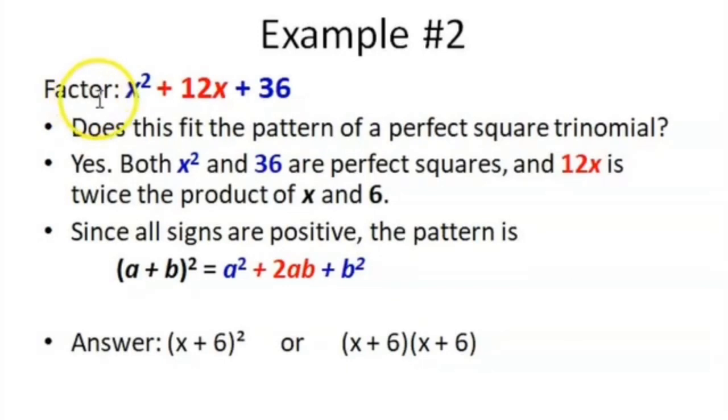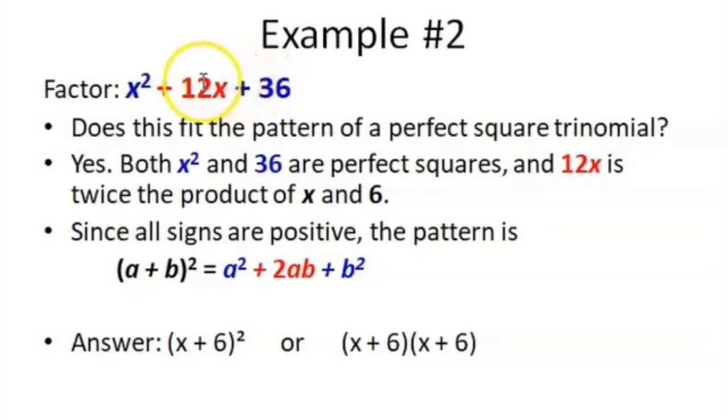Example number 2. Factor x squared plus 12x plus 36. So, ang given is a perfect square trinomial. So, the question first is, does this fit the pattern of a perfect square trinomial? Yes. Why? Because if we look at the first term and the last term, they are perfect squares. Because the square root of x squared is x and the square root of 36 is 6.